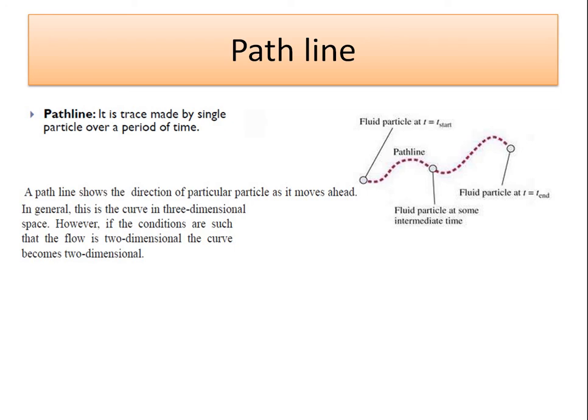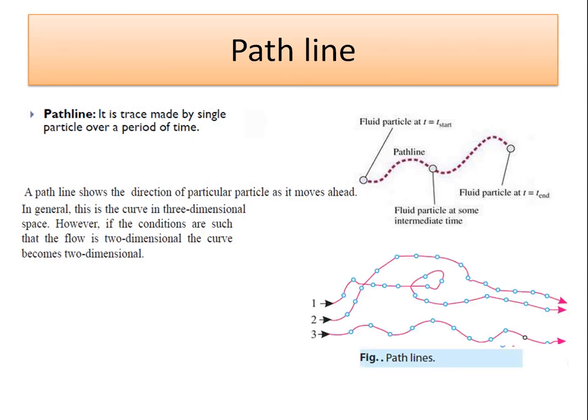However, if the conditions are such that the flow is two-dimensional, the curve becomes two-dimensional. So initially the fluid particle at t equal to t start, then this path line shows fluid particles at some intermediate space, and finally fluid particles at t equal to t end. Now these are some examples of path lines.